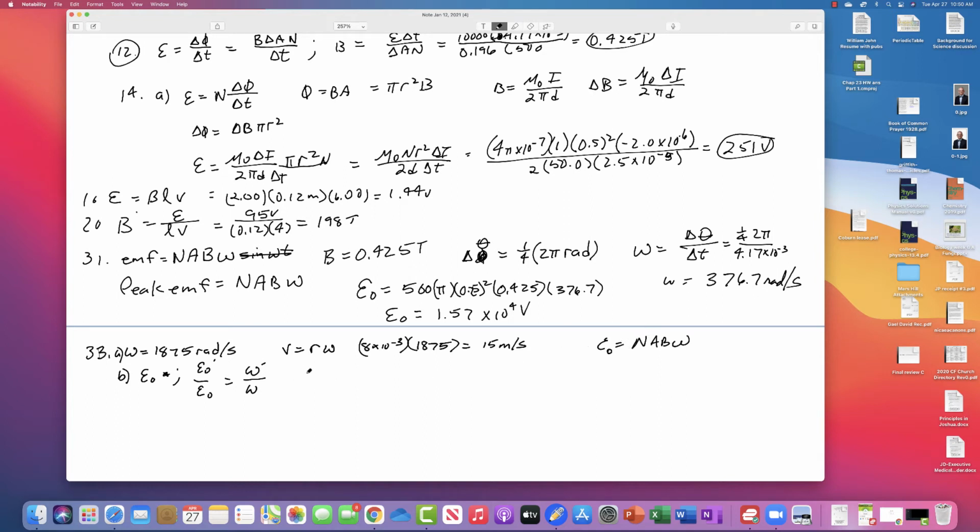And that means that the new E0 is equal to the old E0 times the ratio of the angular velocities, which is equal to E0 times the ratio of the linear velocities. And the voltage in the previous was 18 volts when it was 15 meters per second. And so now it's 10. So the new is 12 volts.